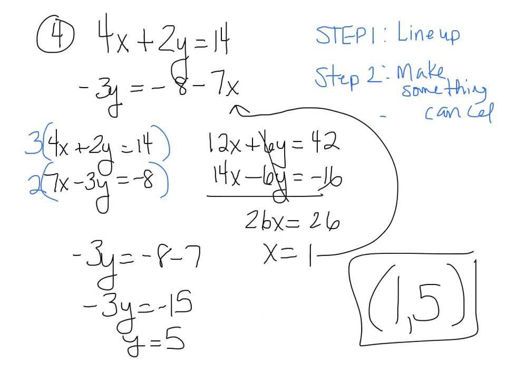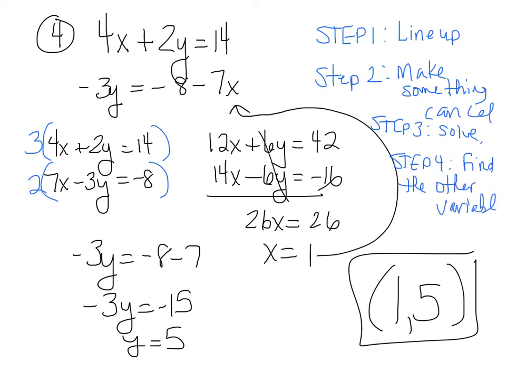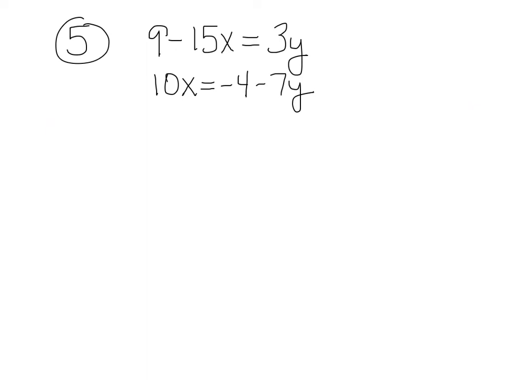So then what was step 3? Step 3 was solve your equation. Step 4, find the remaining or the other variable. All right, do number 5 on your own if you would like. You can pause the video, do it yourself, and then check your work with me.